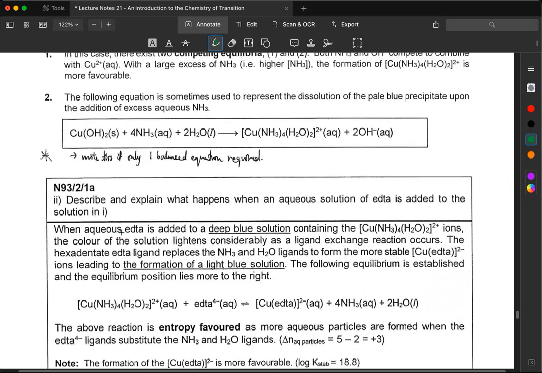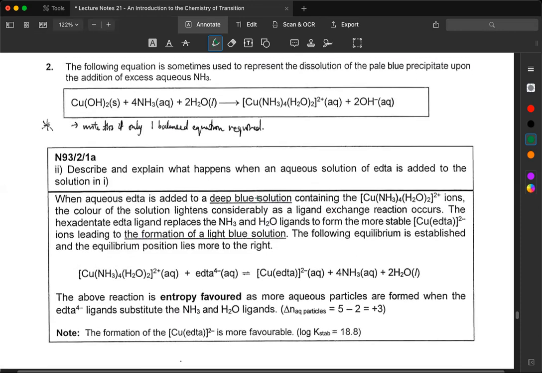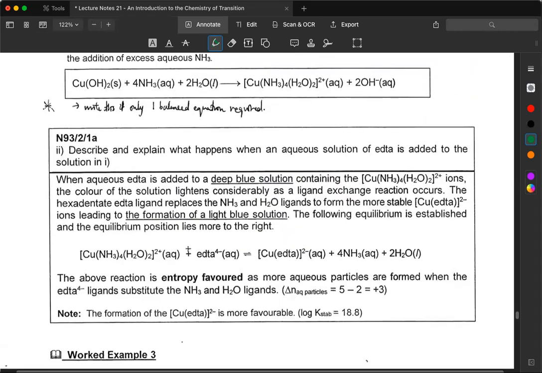Now, let's look at one example question. Describe and explain what happens when EDTA is added to part 1. So you know that EDTA is powerful, because its K stability is quite high. So when aqueous EDTA is added to a deep blue solution, the color of the solution will lighten. There is a ligand exchange reaction taking place. The hexadentate EDTA will replace the NH3 and water to form a more stable copper EDTA complex. That is a light blue solution. So the following equilibrium is established and the equilibrium position shifts more to the right. So ammonia comes out, water comes out, replaced by EDTA totally.